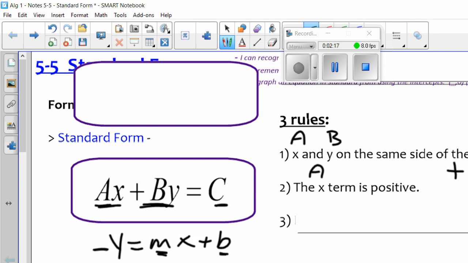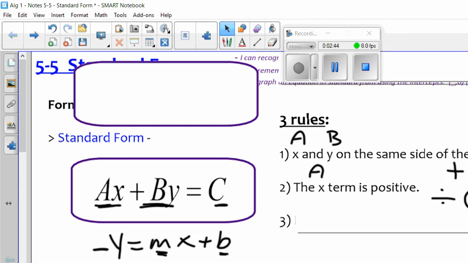And rule number 2, the x term has to stay positive. Well, the only other thing it could be is negative, and so all year long, if we want to make something that's negative positive, we have agreed that we would divide or multiply. In this case, I'll divide by -1, and that will allow us to change the sign. But we have to do it to the entire equation. Okay, so that'll be one thing we have to be aware of.